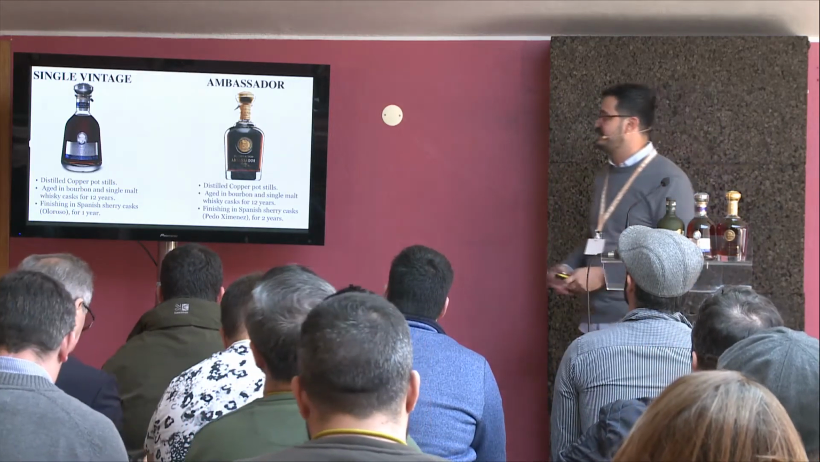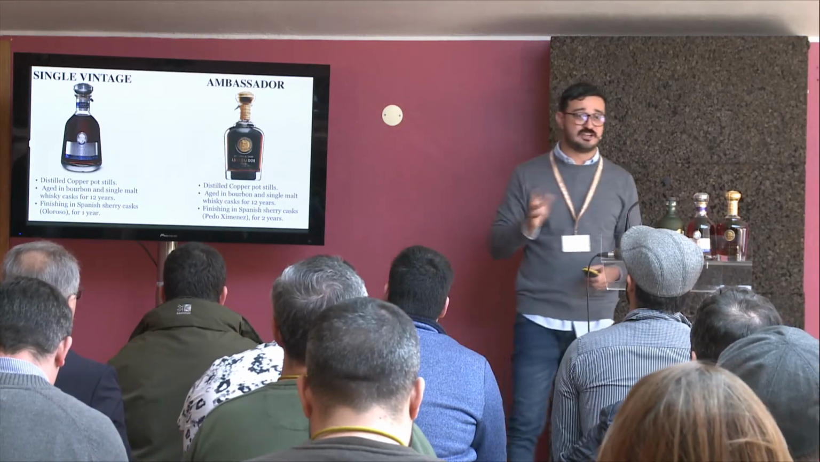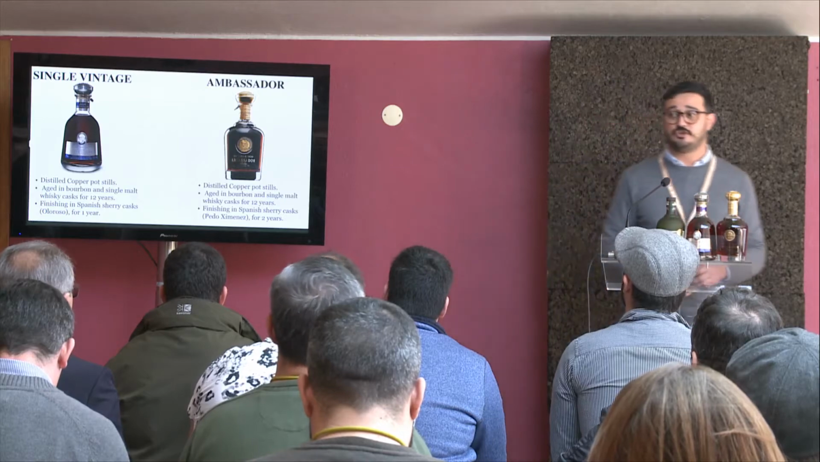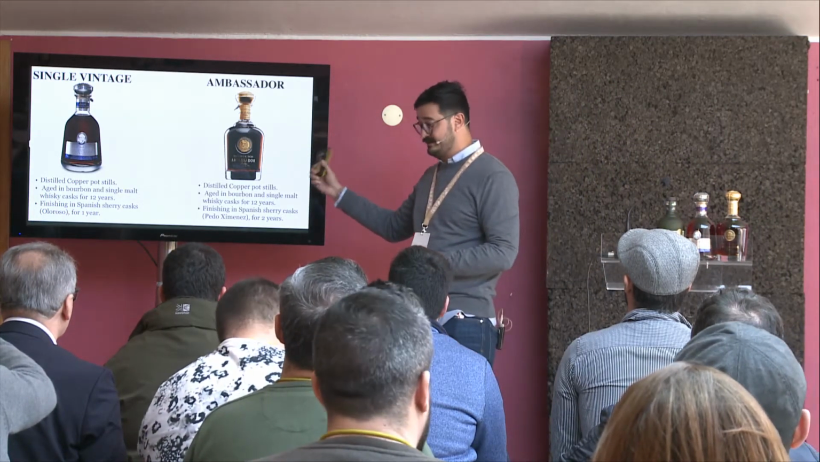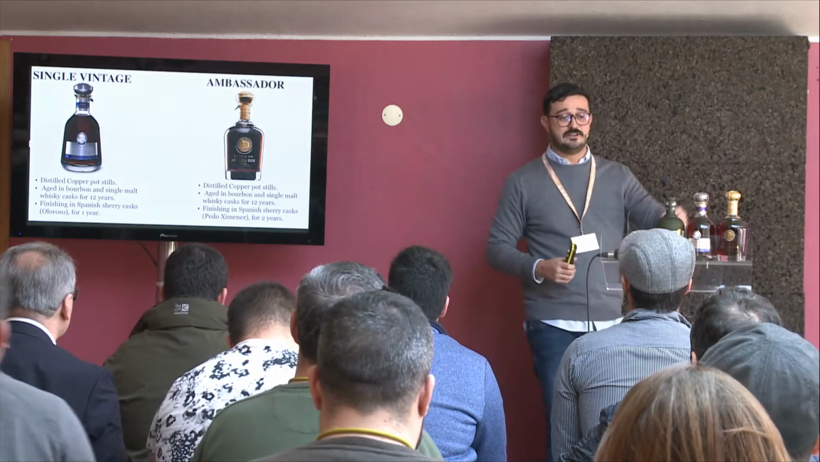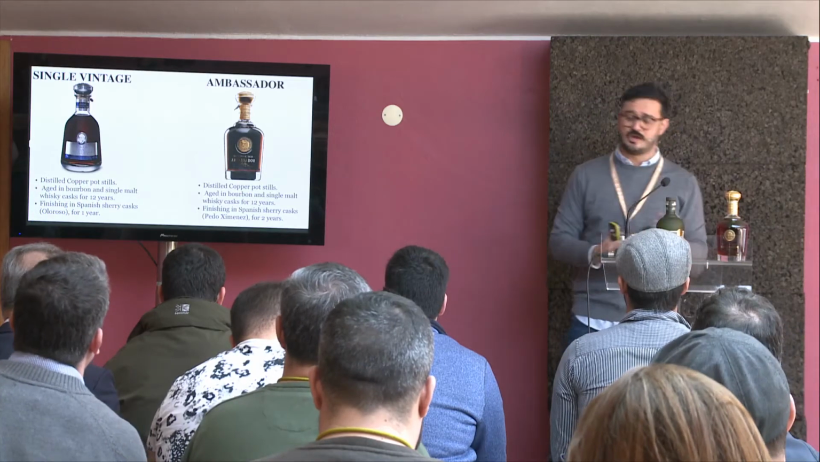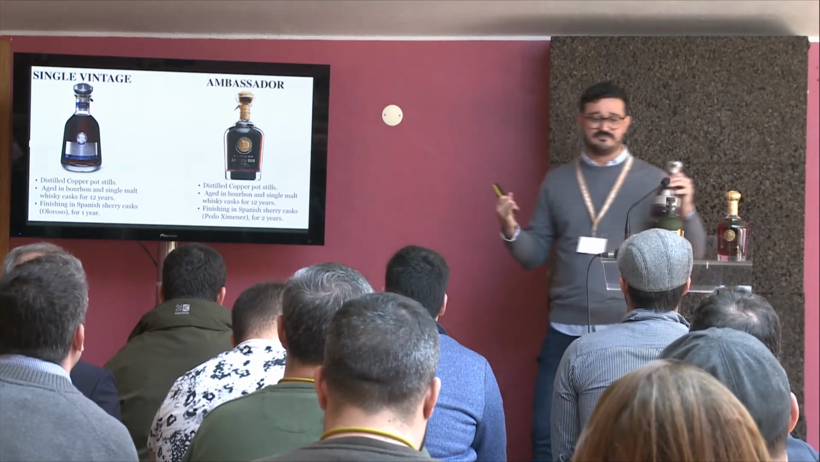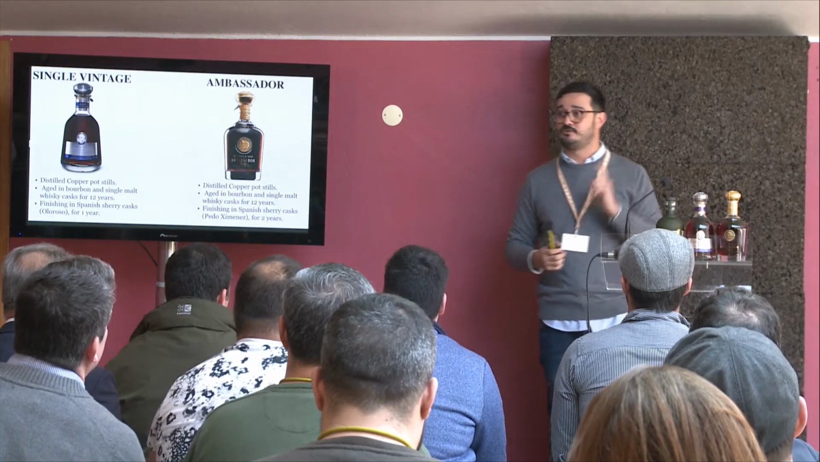And after that, we have our limited editions, which are Single Vintage and Ambassador. These two are 100% pot still, 100% sugarcane honeys. What's the difference between Single Vintage and Ambassador? The Single Vintage, I don't know if you have drunk it before, this is 2005. We produced 97, 2000, 2001, 2003, 2004, and 2005.